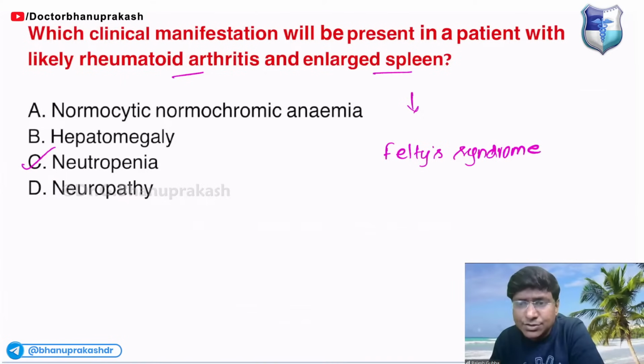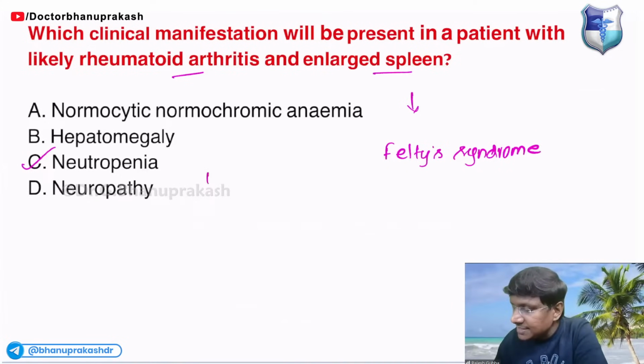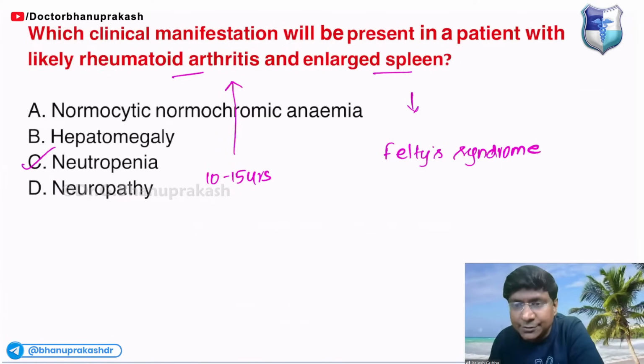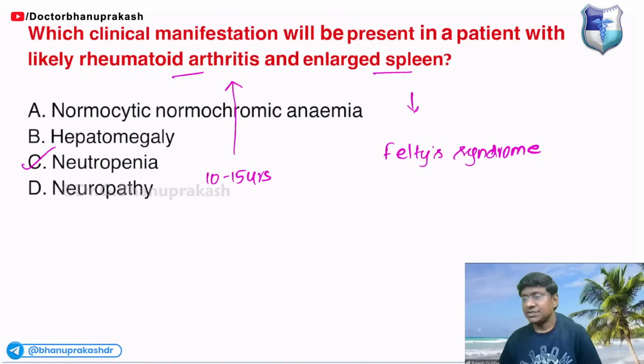And when does Felty's syndrome develop in a rheumatoid arthritis patient? Felty's syndrome occurs in chronic patients of rheumatoid arthritis, basically after 10 to 15 years of onset of the rheumatoid arthritis. And if the patient with rheumatoid arthritis is treated aggressively with DMARDs, the chances of developing Felty's syndrome will be very negligible. Okay, chalo.